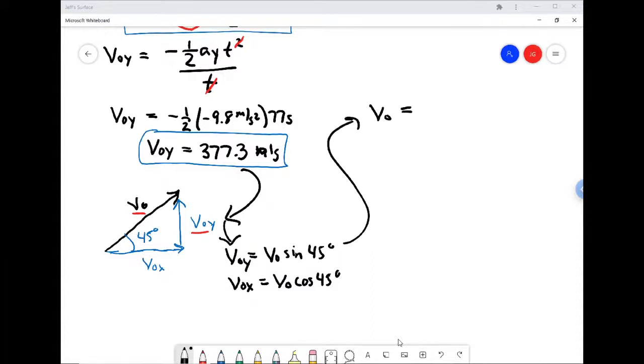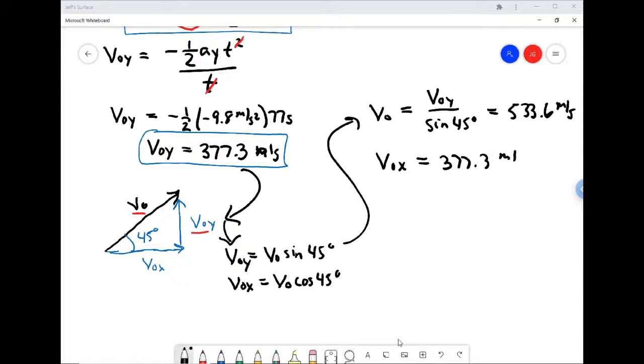V naught equals V naught y divided by sine of 45 degrees. Okay, so the initial velocity is 533.6 meters per second. And then when you use that to find the initial velocity in the x, what you find is it's 337.3 meters per second. It's exactly the same.